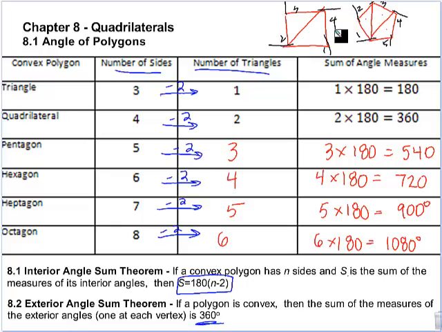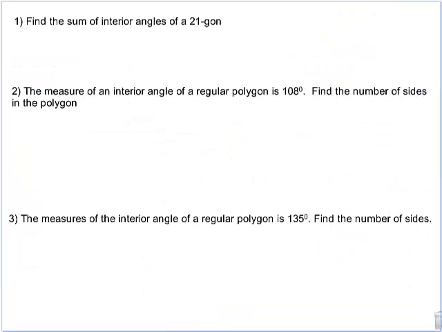So now we're going to use this information to find some angles, either the interiors or the exteriors. So number one, we want to find the sum of the interior angles of a 21-gon. So how are we going to do that? Not 21 times 19. It's 180 times (n minus 2).